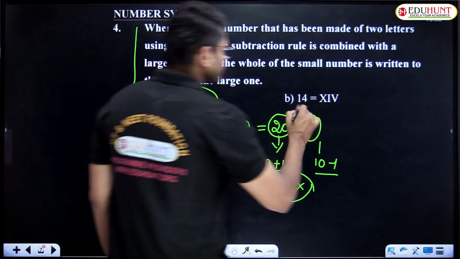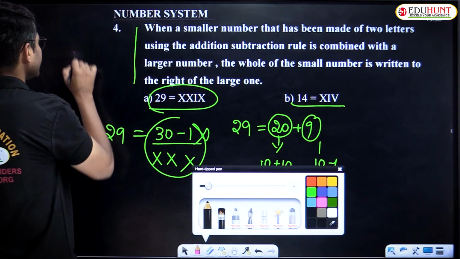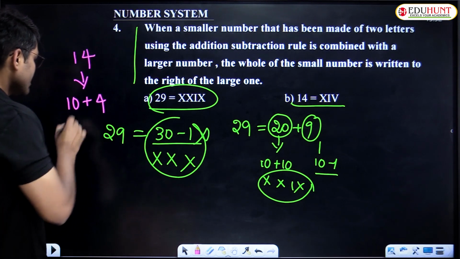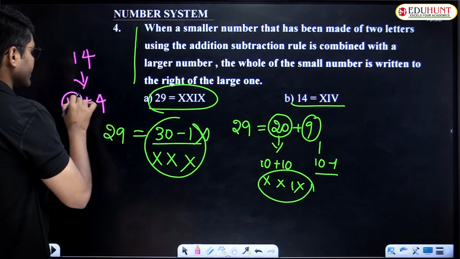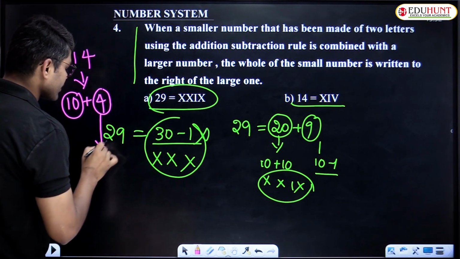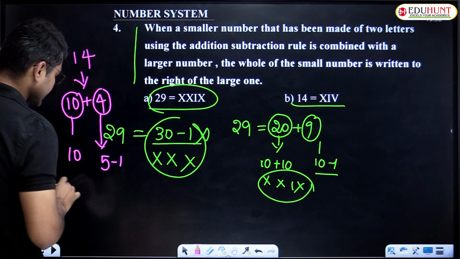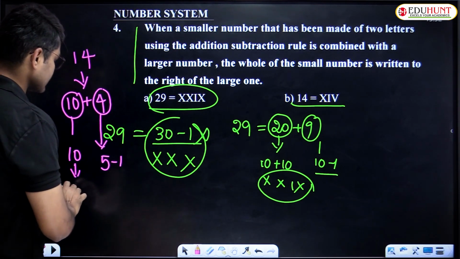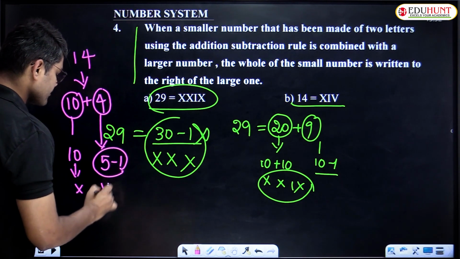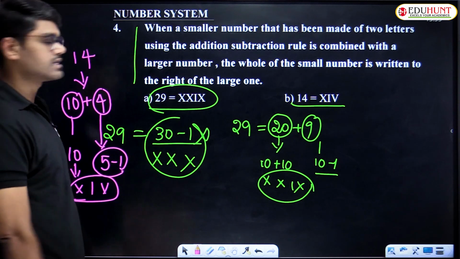Now see 14. How can I write 14? 14 can be written as 10 plus 4. I know the exact digit for 10, but I don't know the exact digit for 4. So I write 4 as 5 minus 1. 10 can be represented in Roman numerals as X, and 5 minus 1 can be written as IV. This is 14. Did you understand, students?